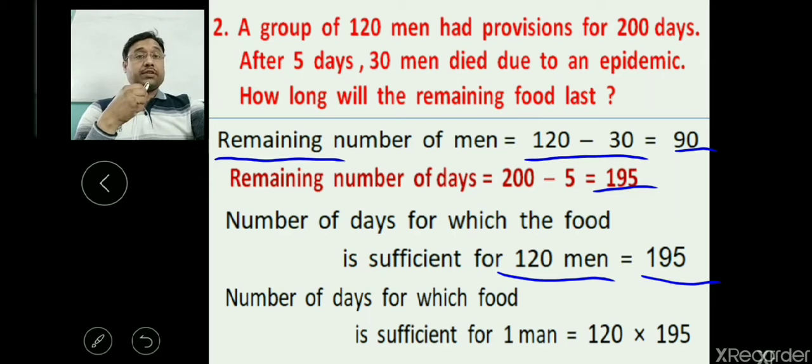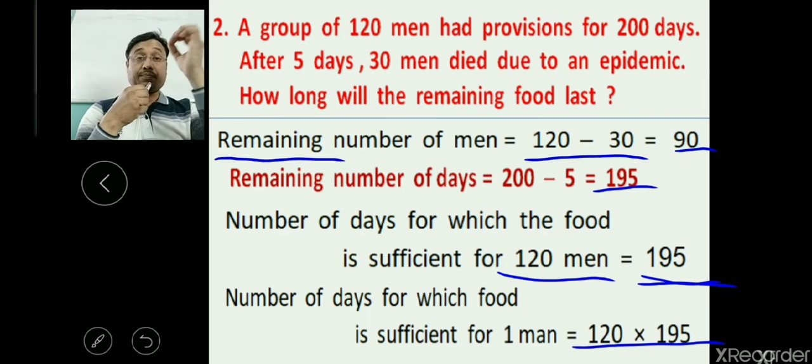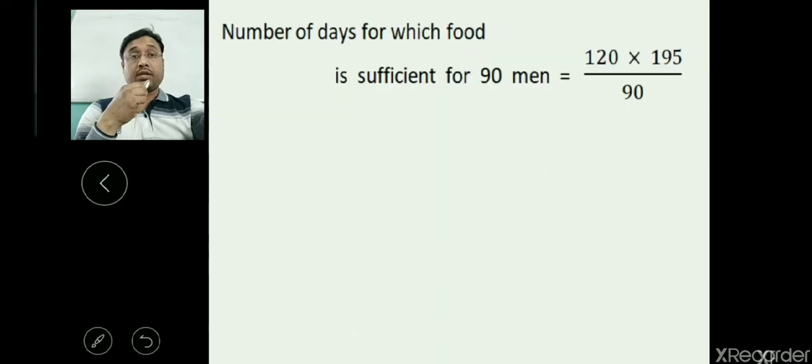So the number of days for which the food is sufficient for one man is 120 into 195, since you multiply 195 with the value of 120 men. Then you will find the number of days for which the food is sufficient for 90 men only, because now only 90 men are remaining. So the number of days for which the food is sufficient for 90 men is 120 into 195 by 90.